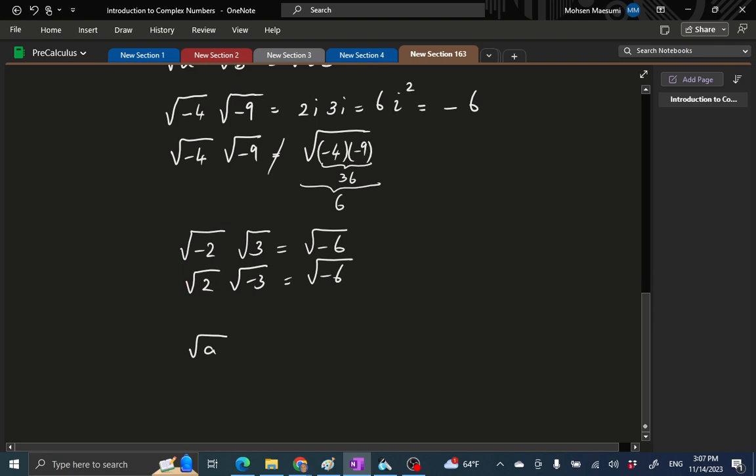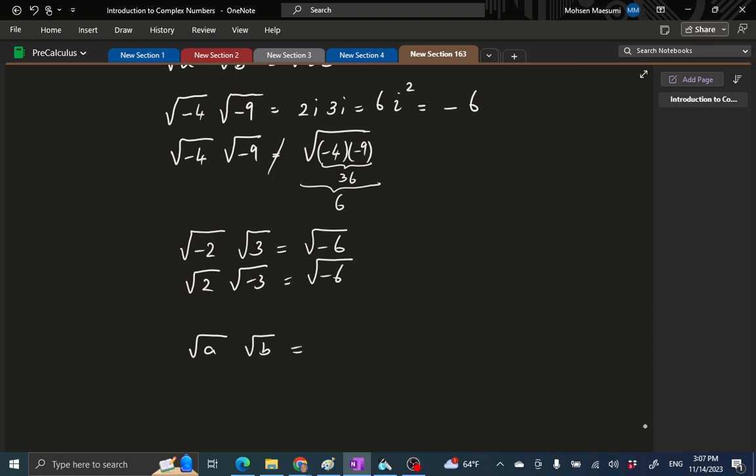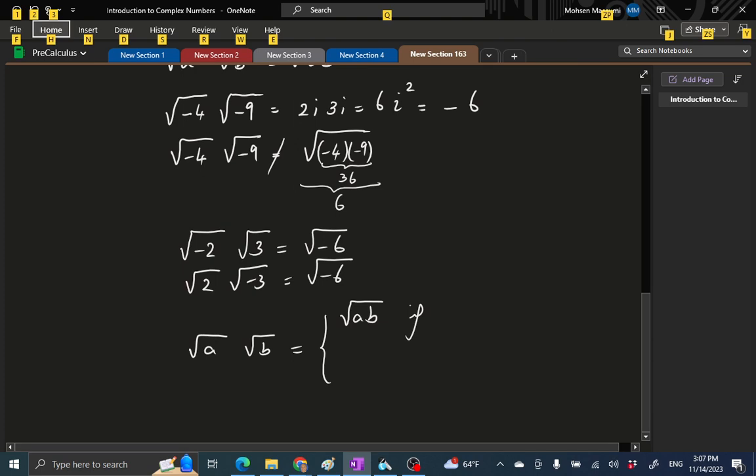Say square root of a times square root of b is equal to, we can still write square root of ab if either a or b or both are positive, that is, if at least one of a or b is positive. However, if both of them are negative, then this becomes minus. Just like the example that we gave here, if both of these two numbers are negative, a negative survives.